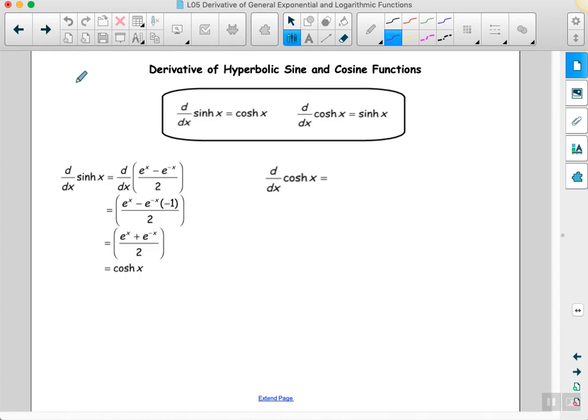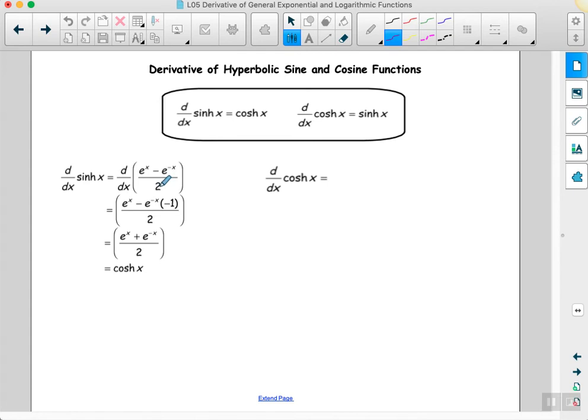All right, next slide. So we have talked about what the hyperbolic functions were. I think we did that in Unit 2. The hyperbolic definition of sine involves using e to the x. So it's e to the x minus e to the negative x, all divided by 2.